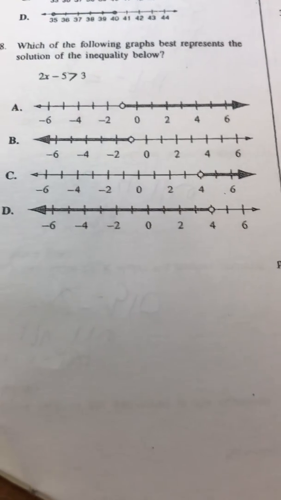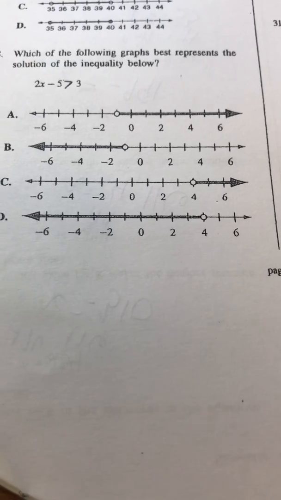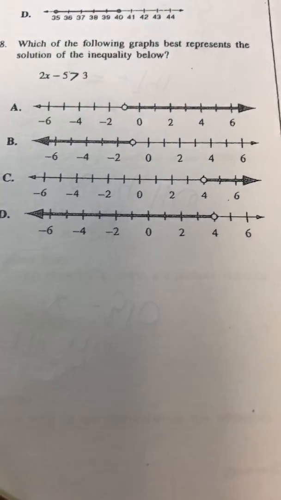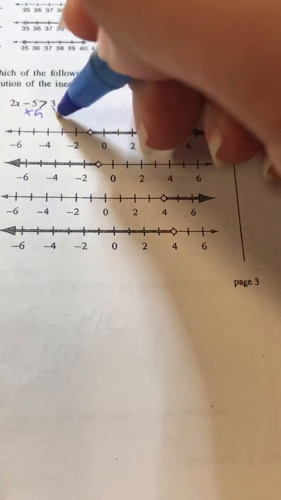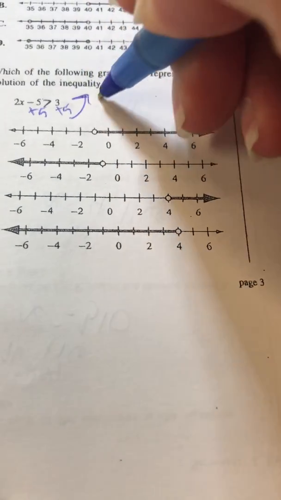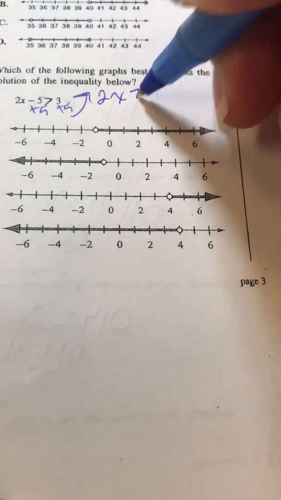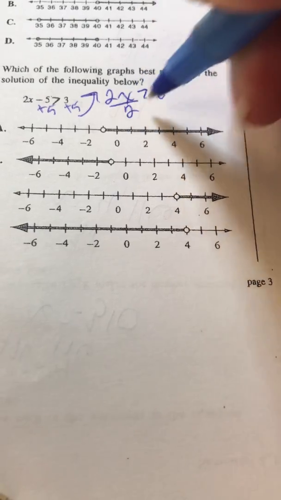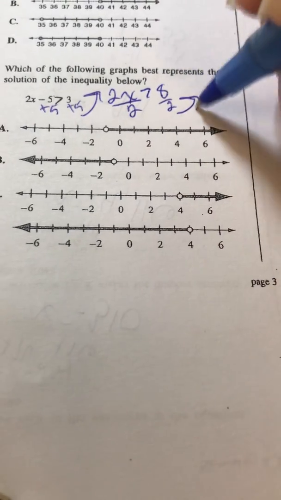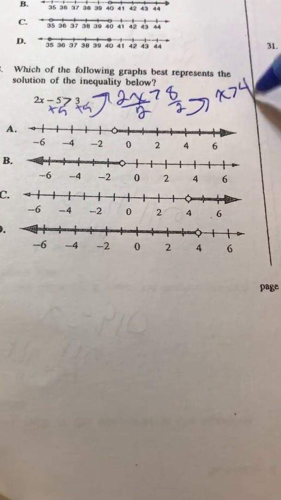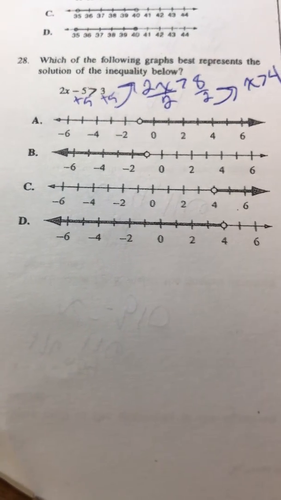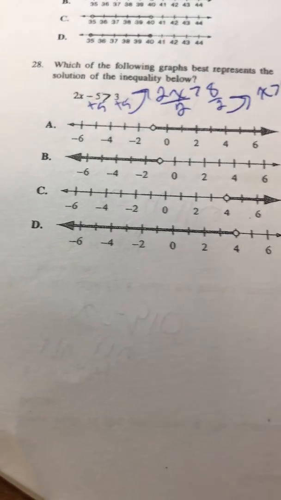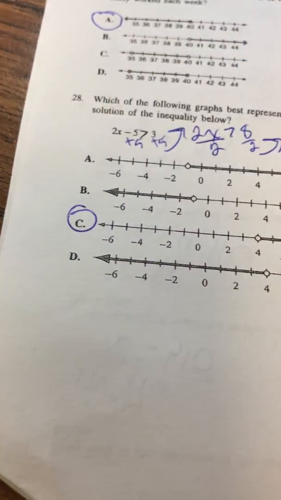28. Which of the following graphs best represents the solution of the inequality below? The first thing that we have to do here is solve the inequality. So the first thing I'm going to do is add 5 to both sides. That leaves me with 2x is greater than 8. I divide both sides by 2. That solution is x is greater than 4. So the only option here that shows x being larger than 4 is option C.